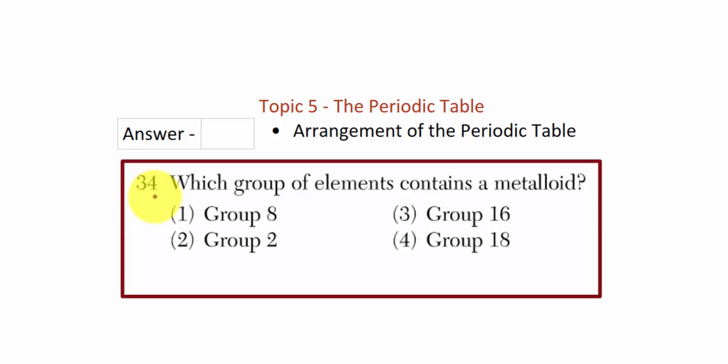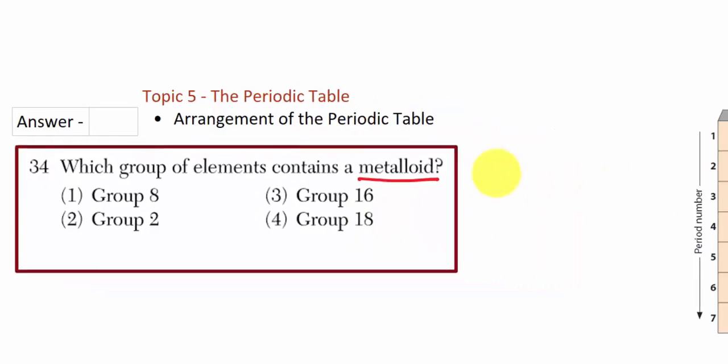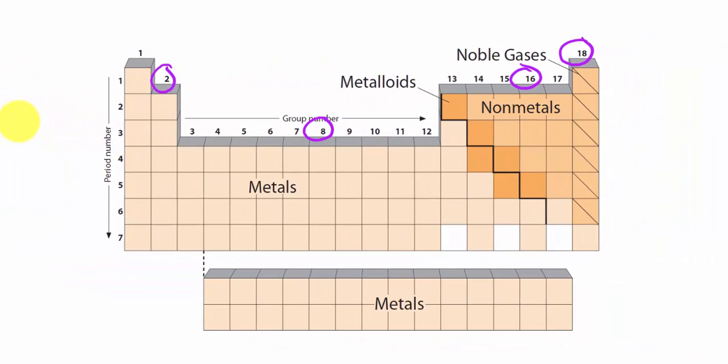Question 34. Which group of elements contains a metalloid? And we're given 4 choices, group 2, 8, 16, and 18. Well, let's take a look at a graphic that shows the locations of the metals, the nonmetals, and the metalloids. We're looking for a metalloid. Group 2 is entirely made up of metals, so that's out. Group 8, all metals. Group 16 has some nonmetals.